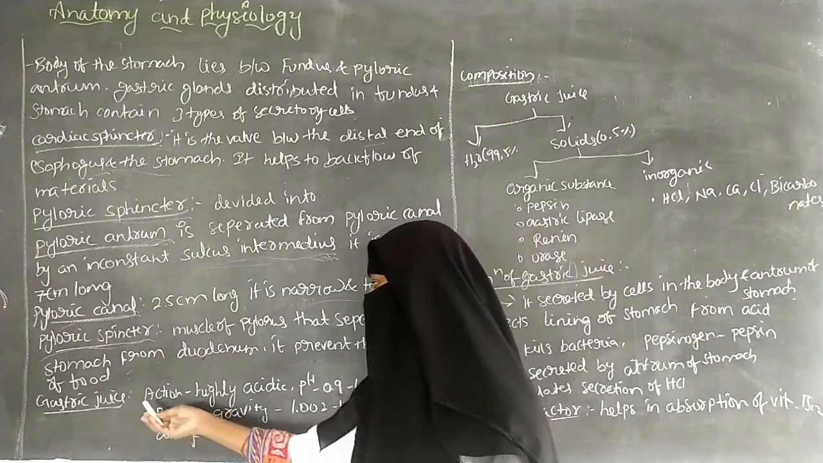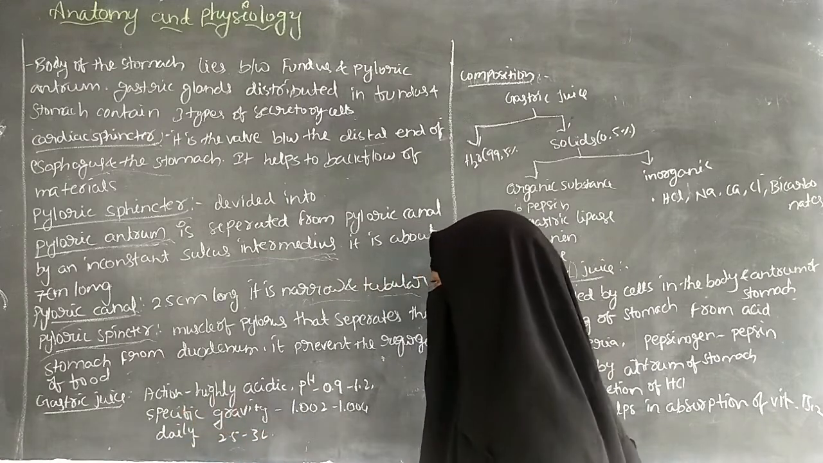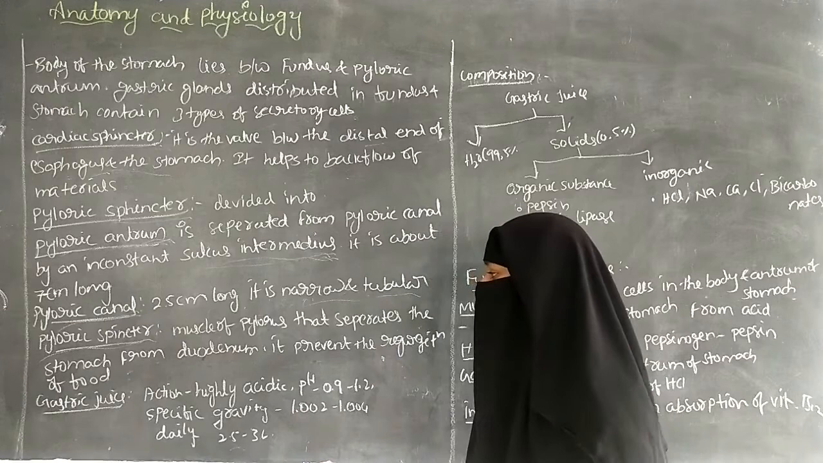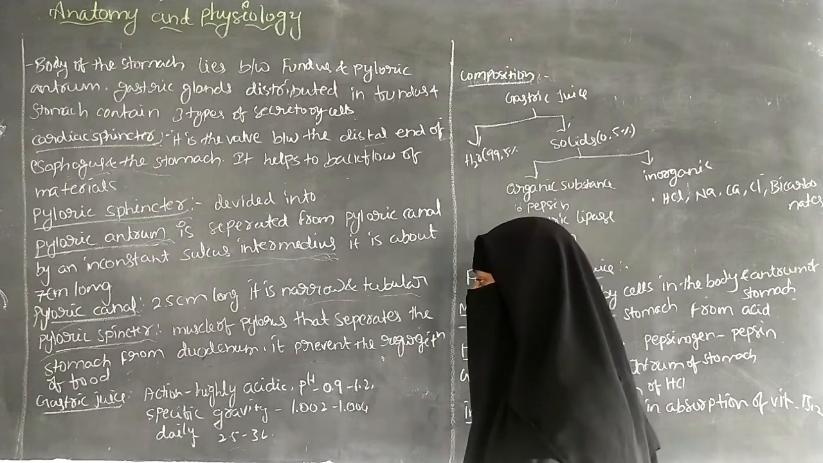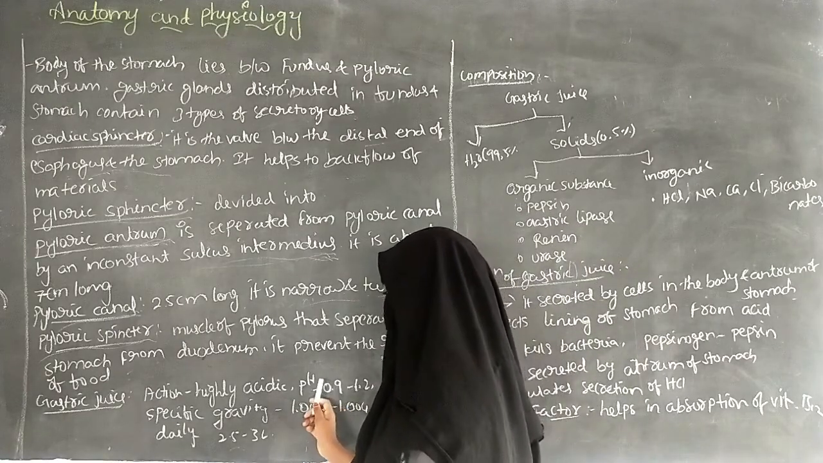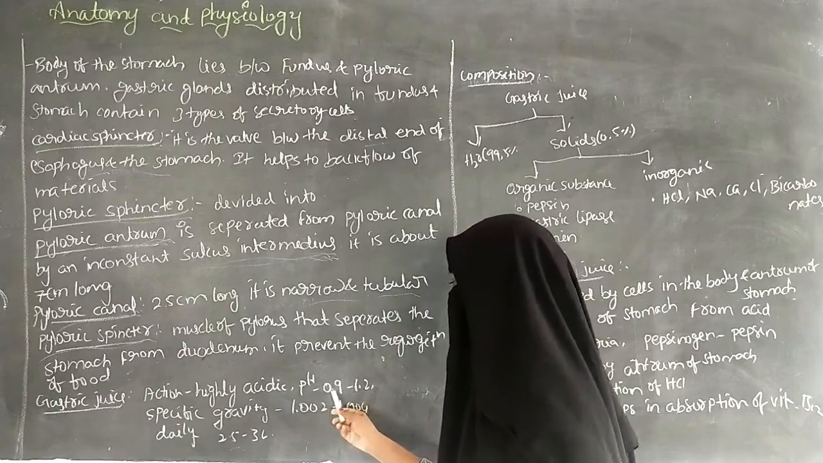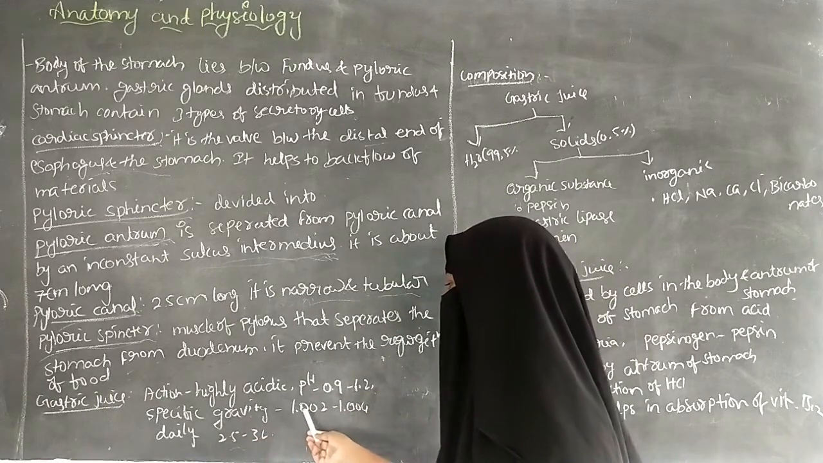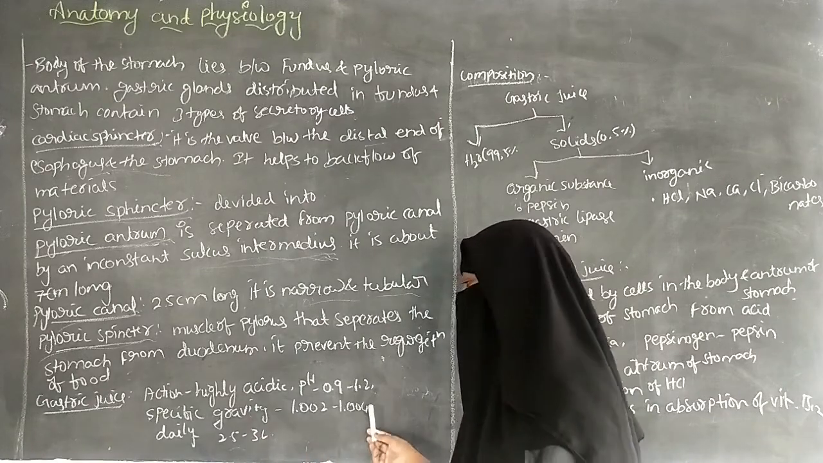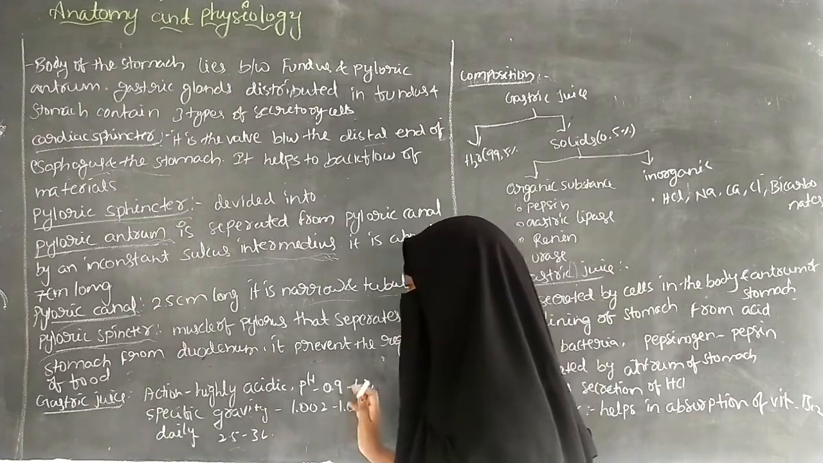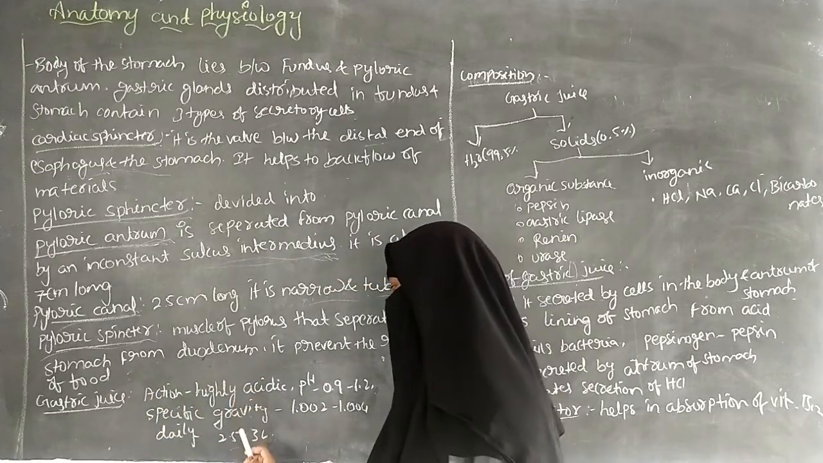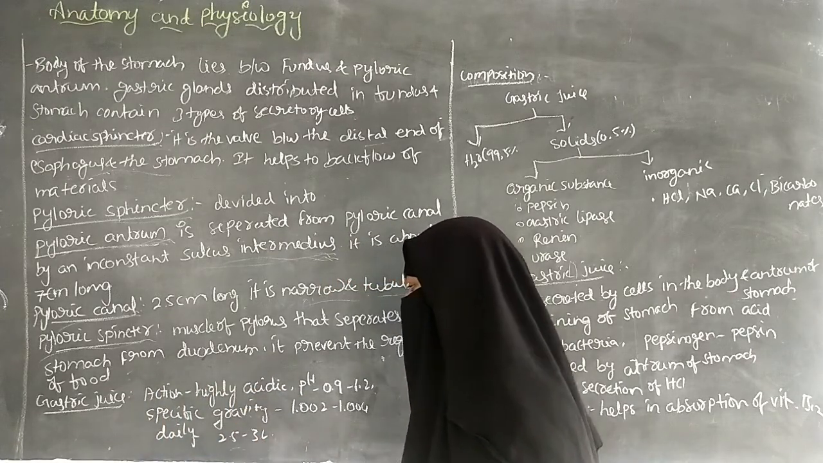The gastric juice is highly acidic, with a pH of 0.9 to 1.2 and a specific gravity of 1.00 to 1.004. The gastric juice is secreted by the gastric glands.